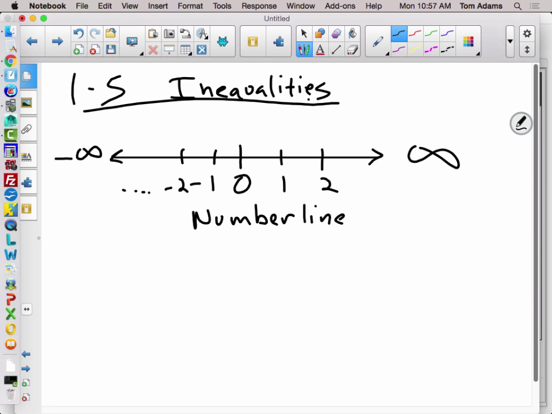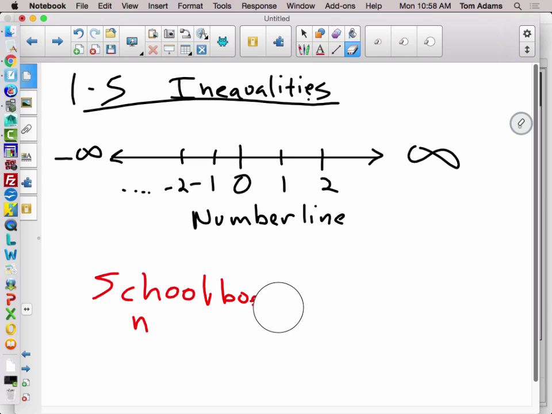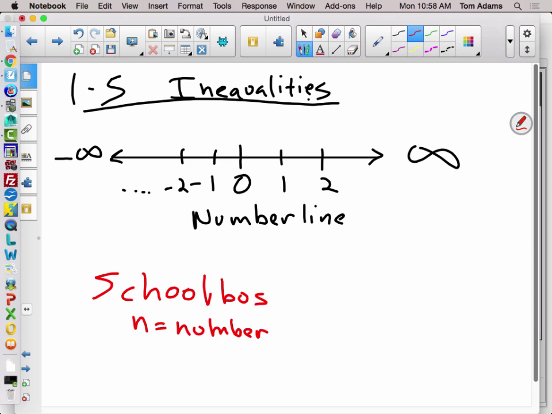Well, do I write 1, or you could have 2, or you could have 3, or you could have 4, or you could have 5? No. What I would say is that on a school bus, n equals the number of people on a school bus.